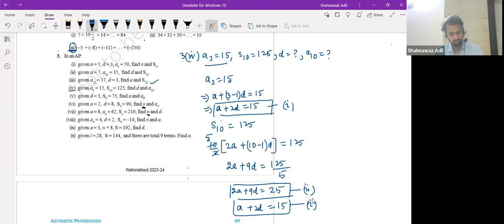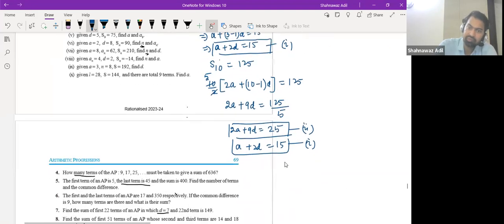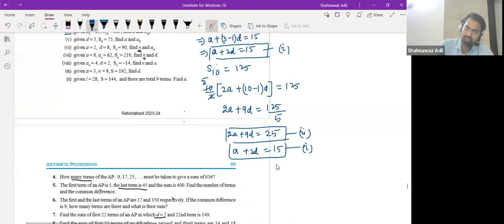Yes, I got D is equal to 30. D is 30. Yeah, so if you multiply this by 2, right? Oh, wait, 2A plus 9D is also the equation. I didn't see that.